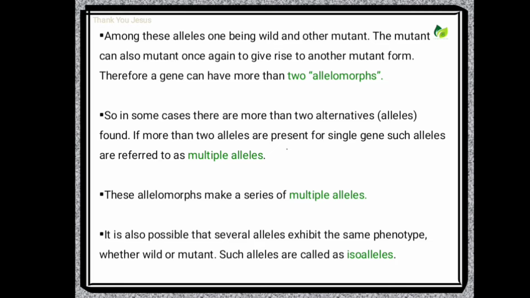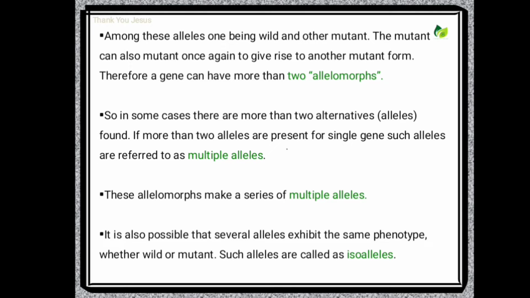Among these alleles, one is wild and the other is mutant. The mutant can also mutate once again to give rise to another mutant form. Therefore, a gene can have more than two allelomorphs or alleles. So, in some cases, more than two alternatives are found. Actually, there are two alternative forms, we know that. But in some cases, more than two alternatives have been reported.